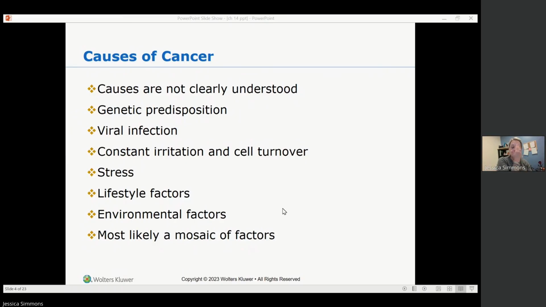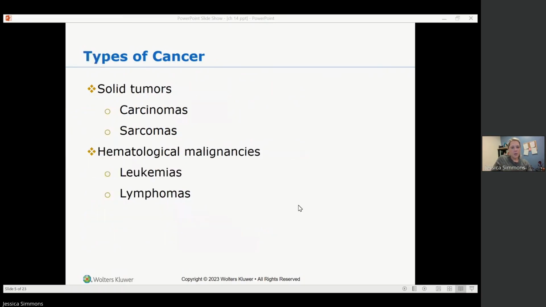Stress, lifestyle factors, environmental factors, and then mosaic factors. There are types of cancer. You have solid tumors that are called carcinomas or sarcomas. Hematological malignancies, which could be leukemia and lymphomas. So that has to do with your leukocytes, your white blood cells, or lymphomas, which is your lymph cells.